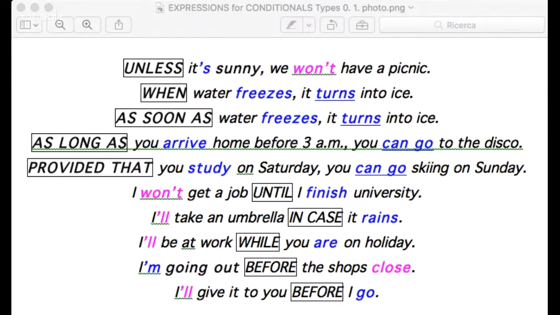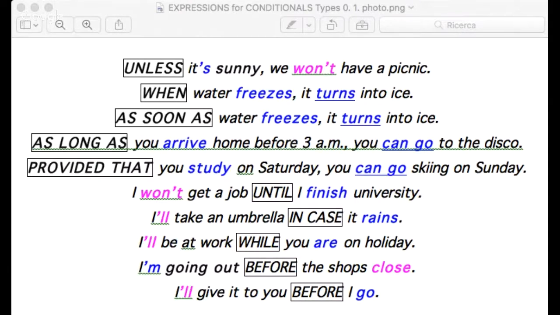Then we have as long as you arrive home before 3 a.m., you can go to the disco. So this is a condition. If you promise to arrive home, then you can go. So as long as. The same is with provided that. Provided that you study on Saturday, you can go skiing on Sunday. So as long as and provided that are similar.